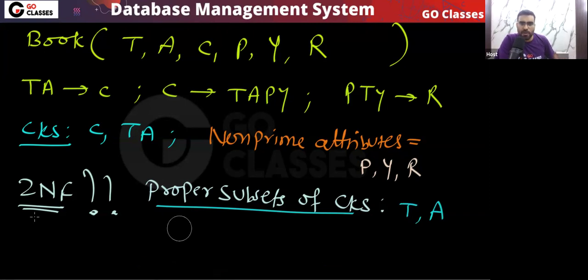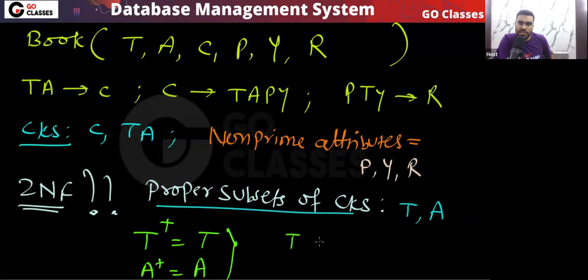Can they determine a non-prime attribute? Now you find what is T closure. T closure will be T only. What is A closure? A closure will be A only. So can they determine a non-prime attribute? T cannot determine a non-prime attribute. A cannot determine a non-prime attribute.